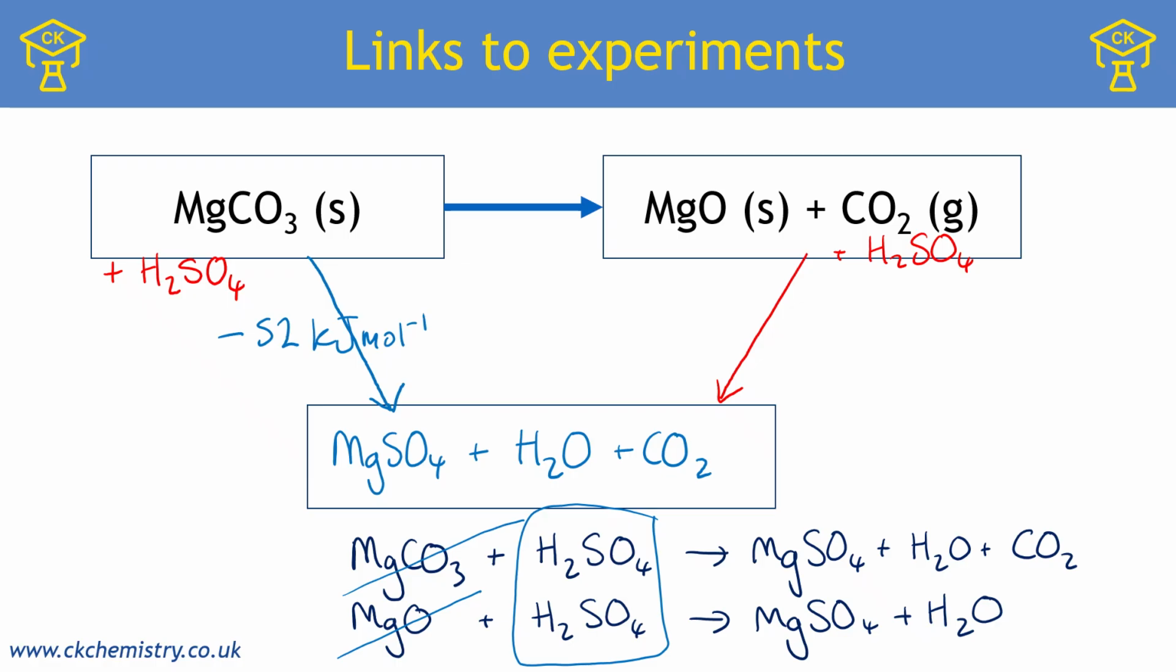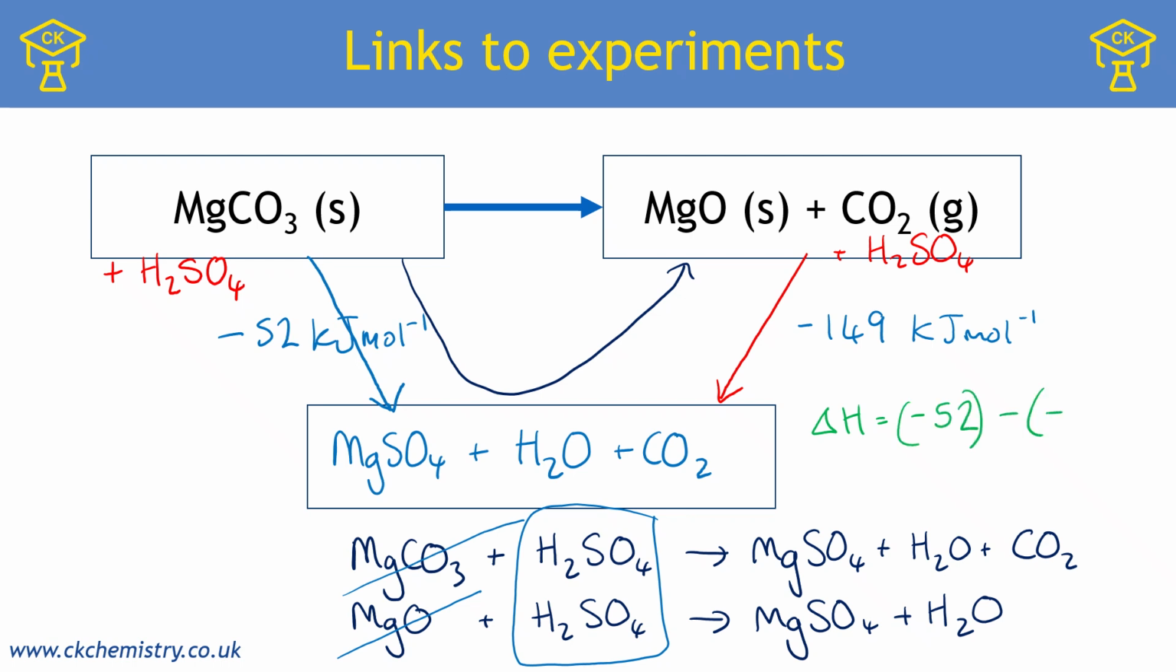Notice these numbers are much smaller than combustion. And let's say I did it on the other side and found that adding it to magnesium oxide was minus 149 kilojoules per mole. And then we can just use our method. I'll go back to this one, which is delta H. Let's do it in green. Delta H is minus 52, because I'm going with that arrow, minus 149.